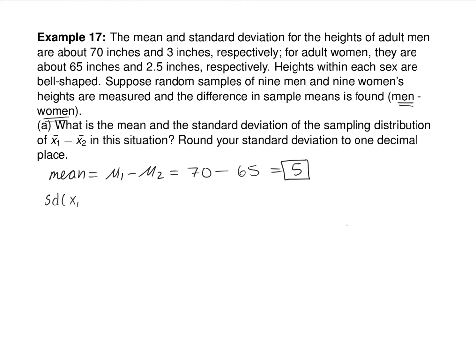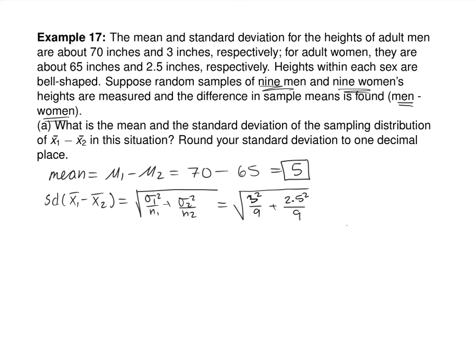Standard deviation: if you take samples of 9 from each gender, how much are you going to expect this to vary? Well, the formula for that was the square root of sigma 1 squared over n1 plus sigma 2 squared over n2. And both of those n's are 9. Sigma 1 was 3, so 3 squared over 9, plus 2.5 squared over 9, which is about 1.3.